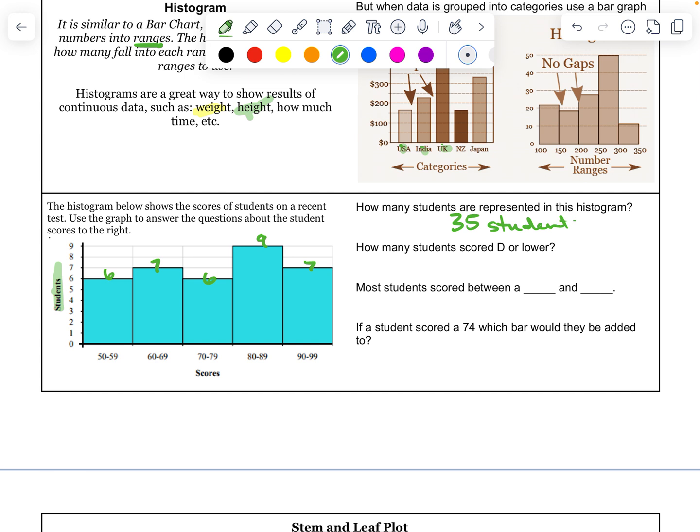How many students scored a D or lower? So a D is here and lower. So what's that, 13 students? Most students scored between an 80 and an 89, that's the highest bar on the graph. And if a student scored a 74, which bar would they be added to? They'd be added to this one, the 70 to 79 bar.